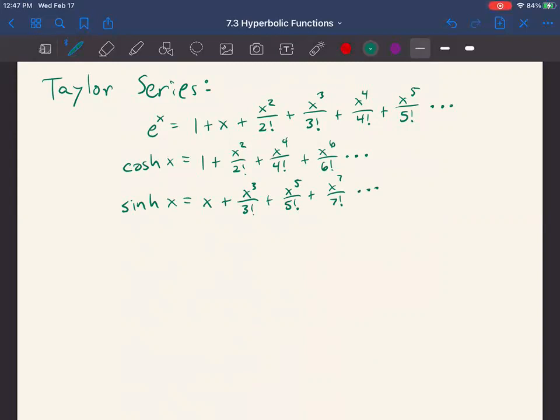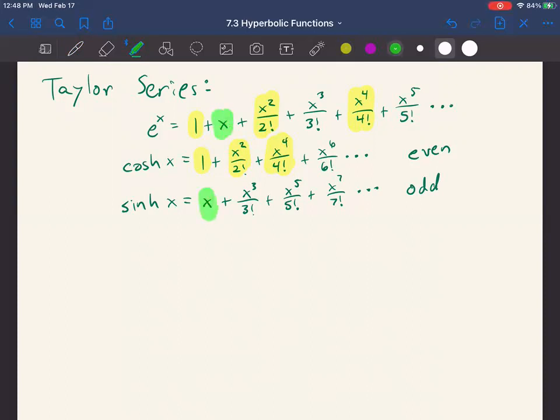And what do you notice about this? First thing, this is all even. Second thing, this is all odd, right? Each term is even or each term is odd. And what else do we notice? We can do this: 1, x squared over 2, x to the 4th over 4 factorial. If I had drawn it, the next one would be x to the 6th over 6 factorial, right? Those are all the even parts of the Taylor series of e to the x.